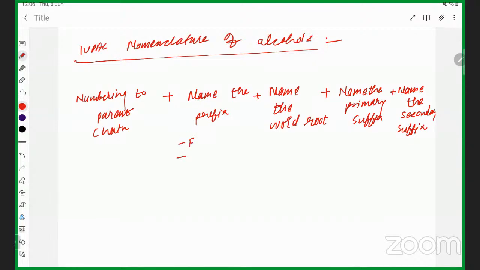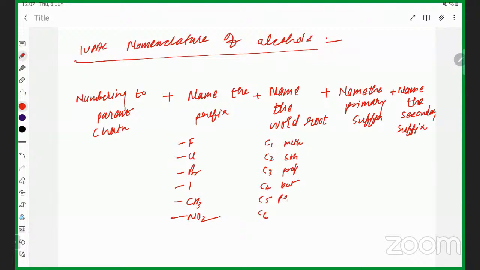What is the prefix? Prefix can be F, Cl, Br, I, CH3, NO2, etc. Word root: 1 carbon, C1, C2, C3, C4, C5, C6, this is meth, eth, prop, but, pent, hex. Name of primary suffix: single bond ane, double bond ene, triple bond yne. And for OH group, we have to use the word ol. There are not too many rules for IUPAC naming in this case. So I'm writing this one, this is the order of numbering in naming.